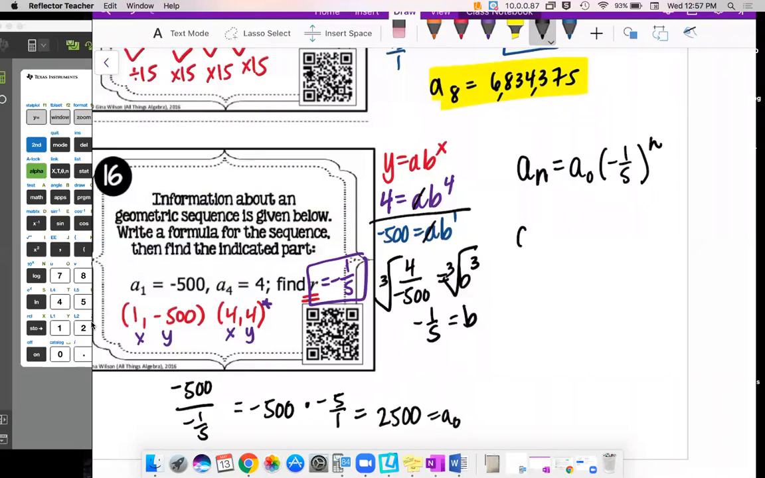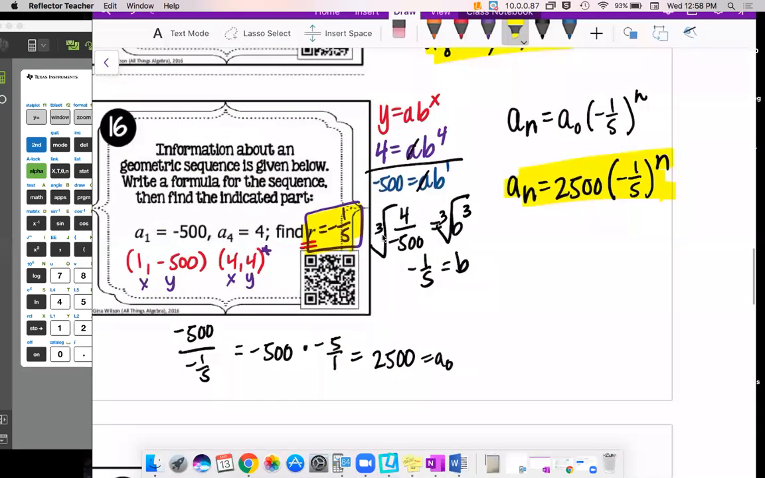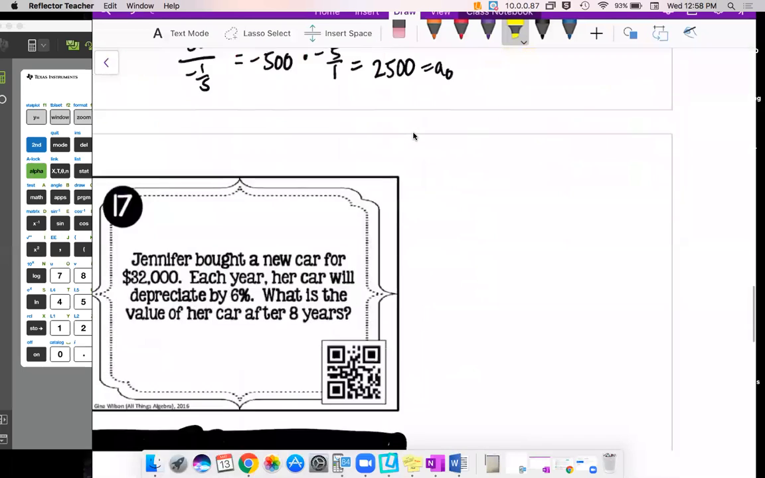So then your equation would be a of n equals 2,500 times negative 1/5 to the n. And that would be your equation if it was asking for the equation. If it wants just r, you would stop there. But you can always check too. So if I plug in 1 for n here, my answer should be negative 500. If I plugged in 4 for n, I should get out 4. So it is a good idea to check that your equation makes sense and that you know how to do those things. Again, remember you put the highest x value on top before you do the dividing, and then it should all work out.